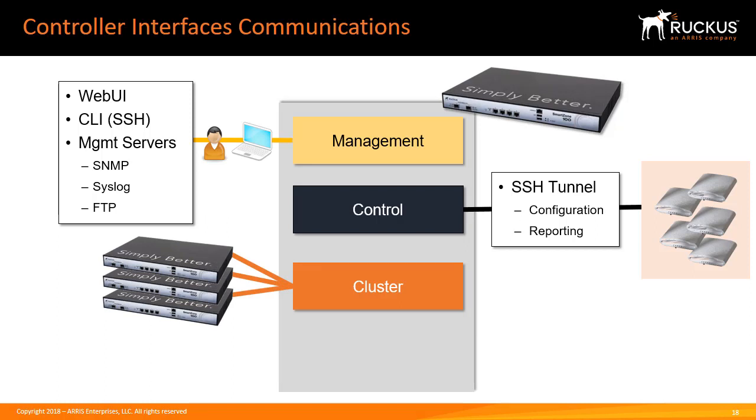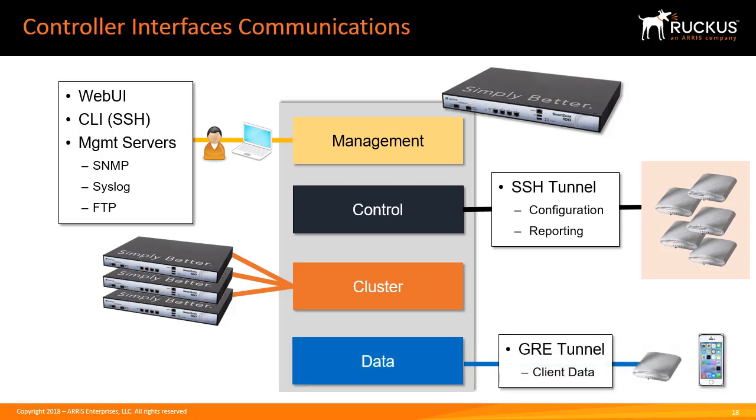The cluster interface. Multiple controllers configured as a cluster will communicate using this cluster interface. This interface is used exclusively for cluster communications and requires good bandwidth and low latency. It is not recommended that cluster nodes are geographically separated. And the data interface. The data interface is used in limited cases where you want to tunnel all of the client data. The data interface is natively built into the SmartZone appliance.